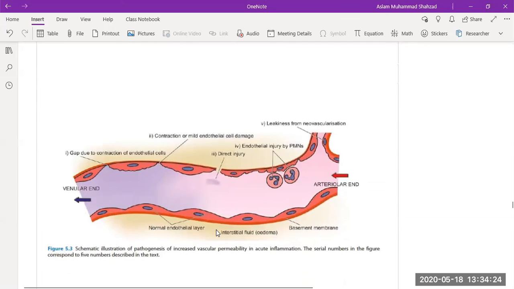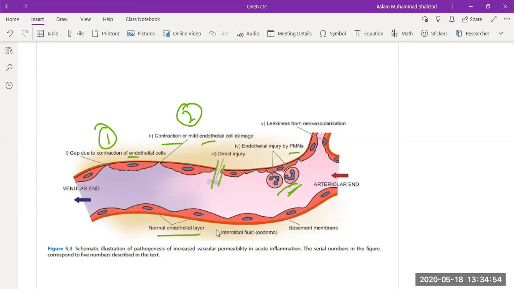This is the illustration of the pathogenesis of increased vascular permeability, where you can see this gap will be produced because of the contraction of the endothelial cell. This is stage 1. And then contraction or mild endothelial damage makes more spaces, and that results in leakage. At that site, neutrophils will move to the site of injury. This is a normal endothelial layer, and this is a comparison with the damaged endothelial layer, and then interstitial edema occurs. So that's how the pathogenesis occurs in acute inflammation.